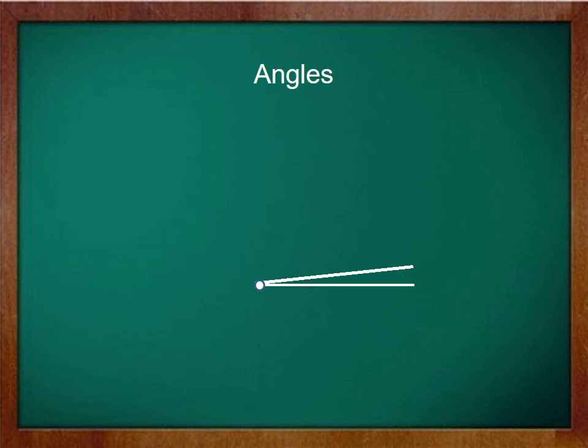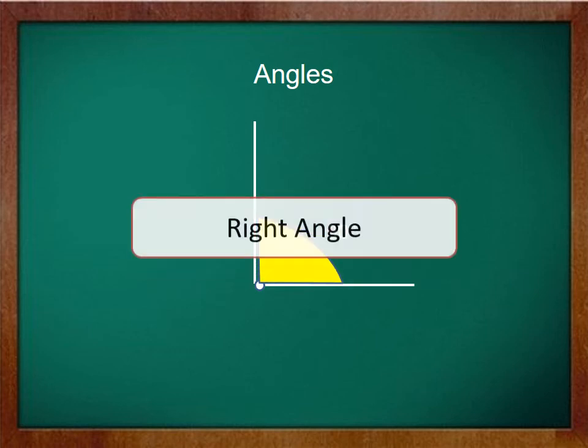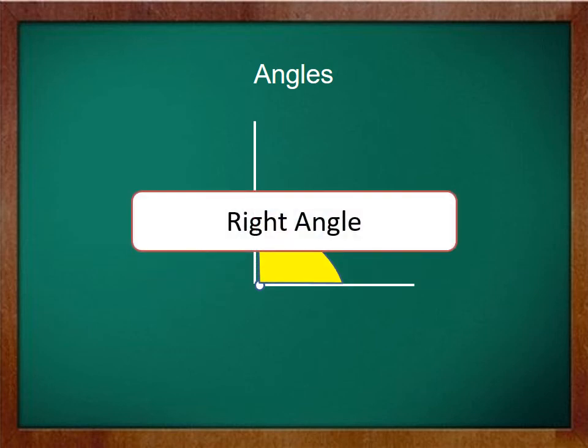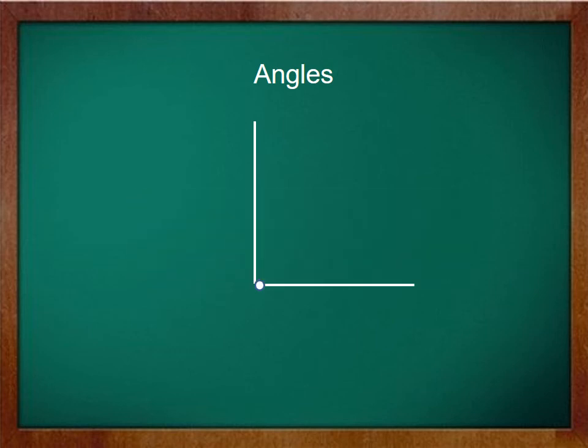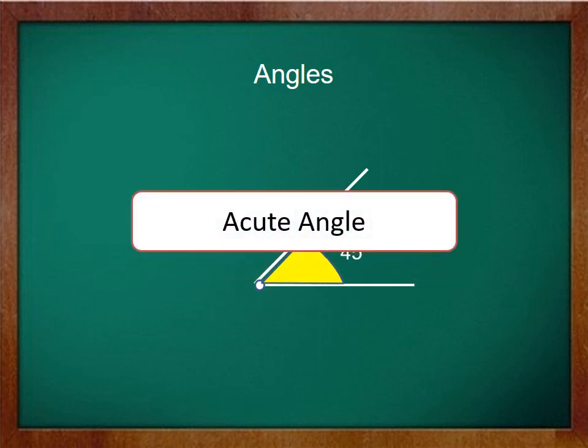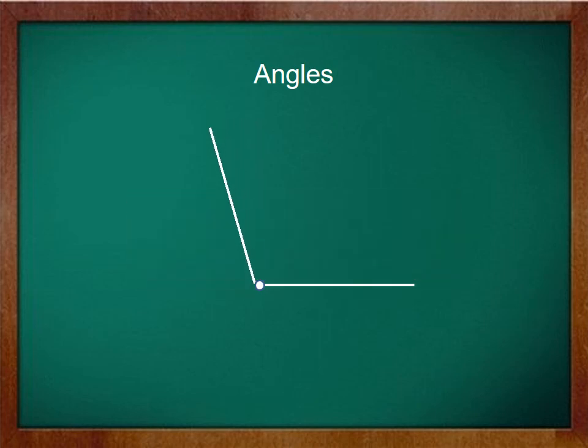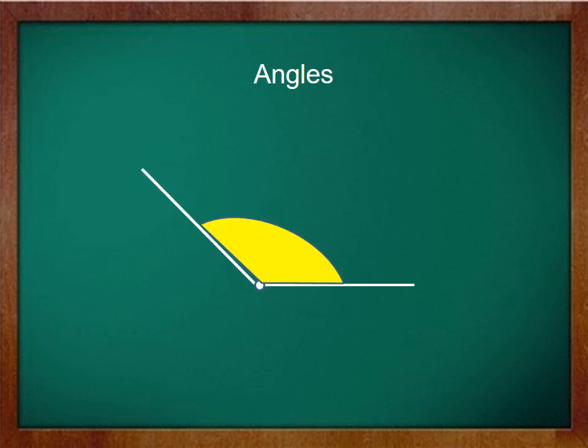When the arms of angle rotate such that they form a corner of a square, they form an angle which is equal to 90 degrees. Such an angle is called right angle, and the lines are called as perpendicular lines. When the angle is smaller than 90 degrees, it is called as acute angle. And when the angle is more than 90 degrees, it is obtuse angle.